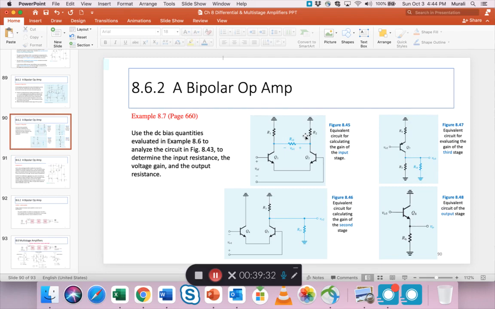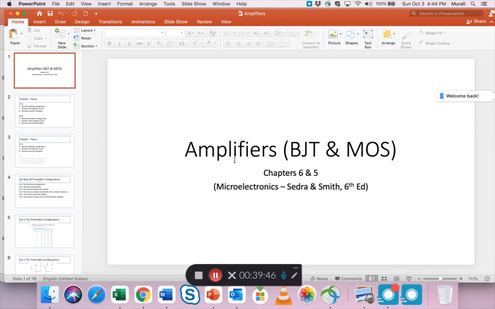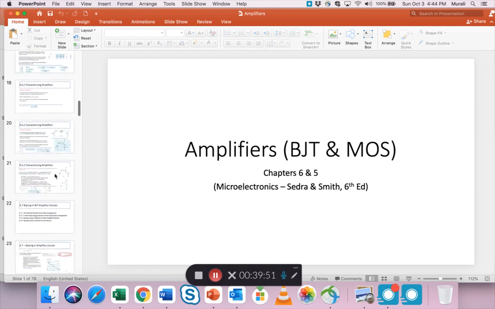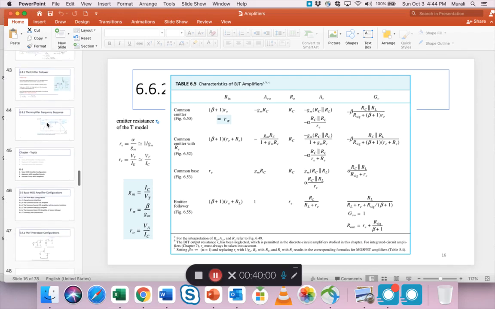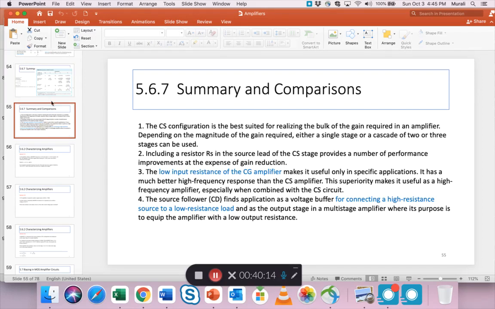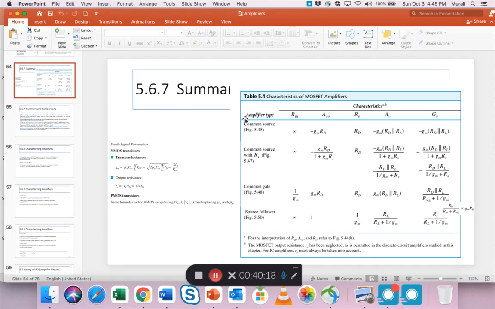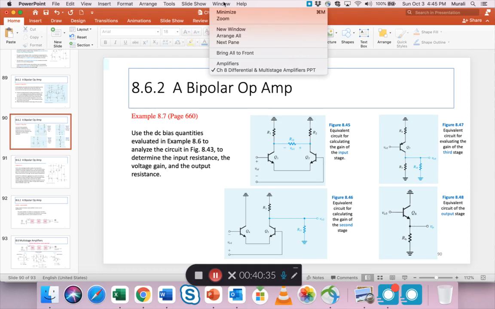Now all these formulas he uses are in the table called amplifiers, which we studied in chapters 5 and 6. So let me quickly show you, for example, for BJTs and MOS amplifiers. Yeah, here, right? There's a set of formulas here, and this is on slide 54 of my PPT, but you can go directly to table 5.4 and most of the formulas that he uses in this example, 8.7, they come from here, from this table.